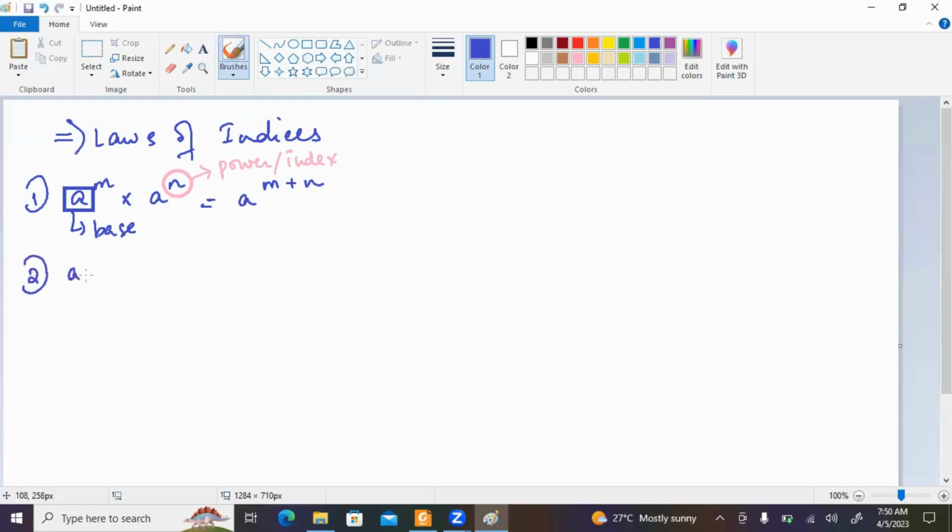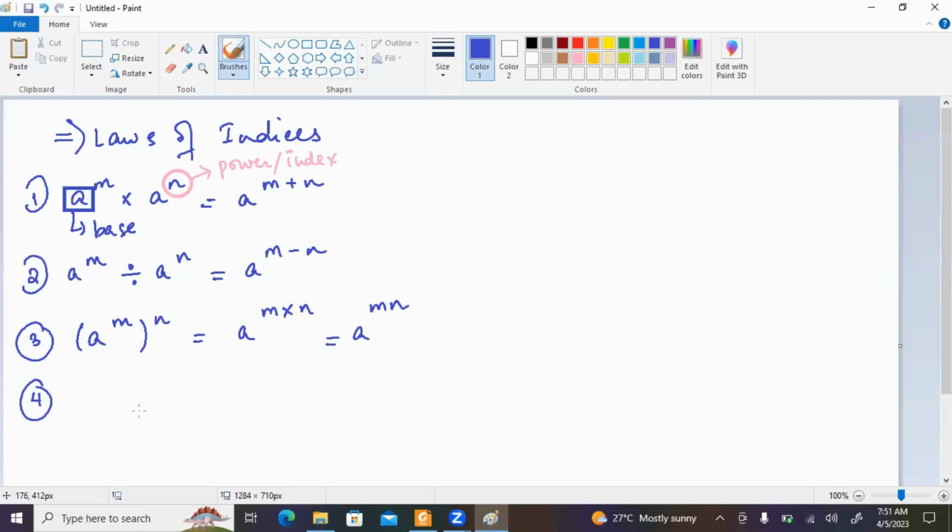If we're going to divide similar bases, we're going to subtract the powers. If we have a power inside the brackets and then there's a power outside the brackets, what we do is we multiply the powers.